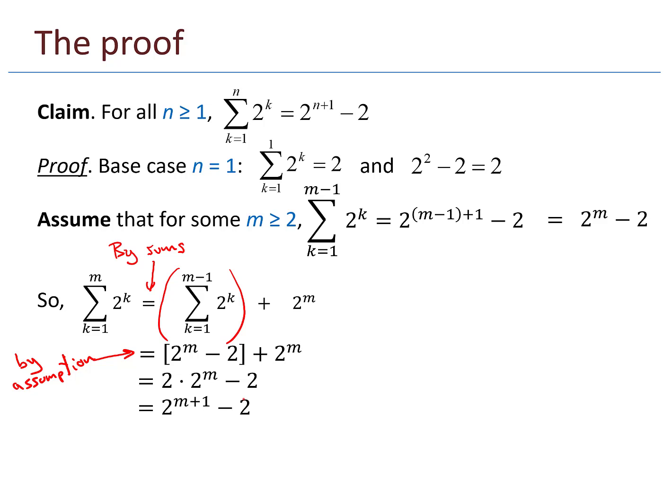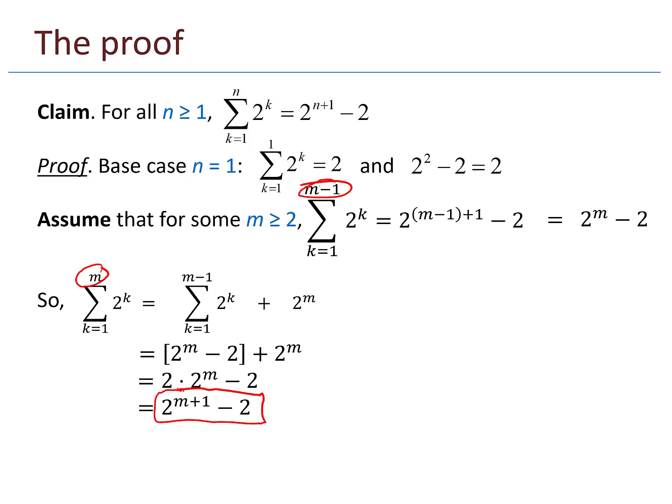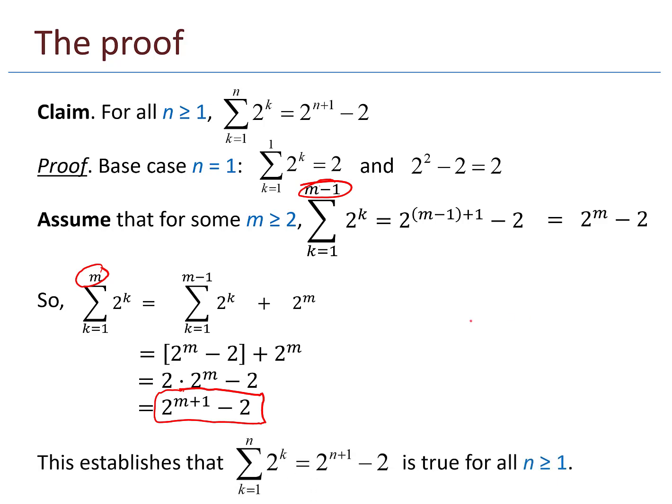Well, that's exactly what I wanted, right? Because I had assumed that the summation works with m minus 1, and now I just showed that under that assumption, the closed formula also works with m. And this establishes that the summation as k goes from 1 to n of 2 to the k equals 2 to the n plus 1 minus 2. That thing is true for all n greater than or equal to 1.